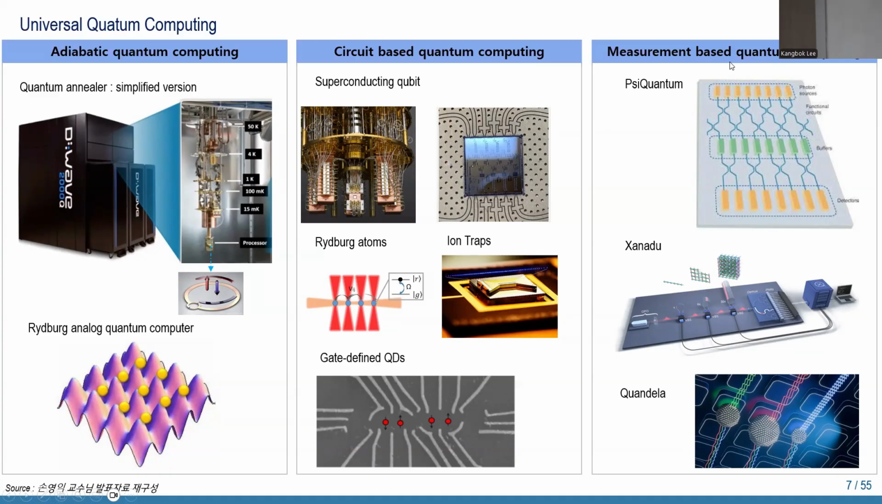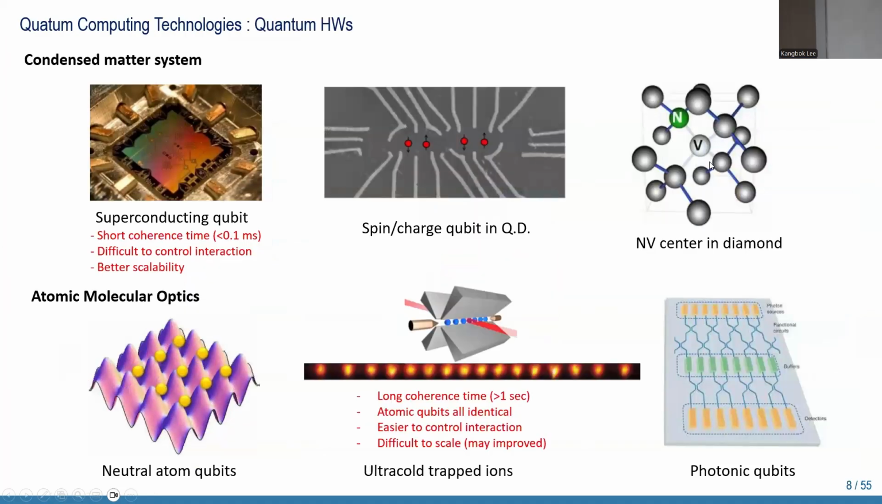Also, measurement-based quantum computing is also a promising method. Yeah, you will see later. Anyone heard about PsiQuantum? Yeah, they received the highest investment in Silicon Valley. So we can also categorize quantum computing by the hardware system, condensed matter system, also optics system. They have pros and cons.